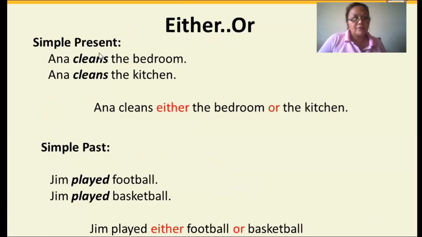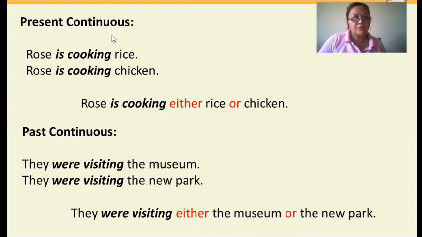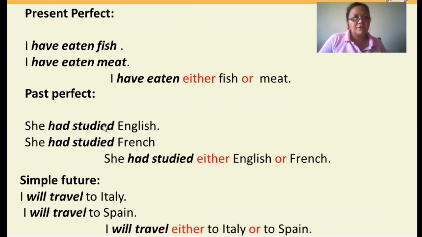Here you have some more examples about simple present, simple past, present continuous. For example, Rose is cooking rice, Rose is cooking chicken. Don't forget that you change the verb to be according to the personal pronoun, but you keep the same verb in gerund. In past continuous, you change the verb to be according to the personal pronoun, but you keep the same verb in gerund. Present perfect, you have some examples, past perfect and with future.